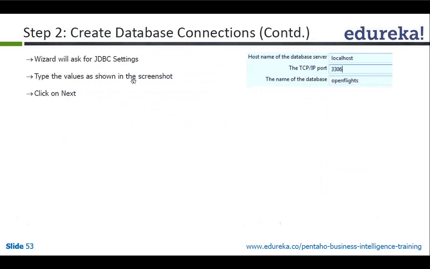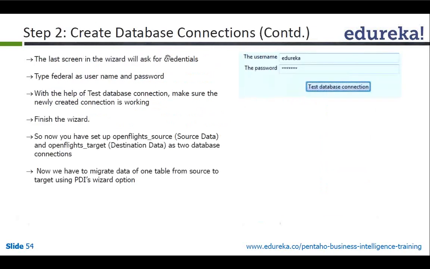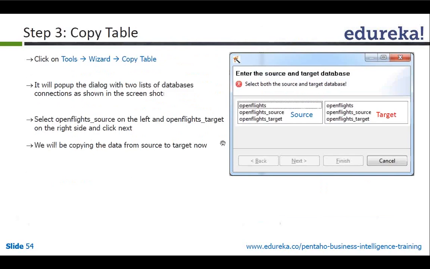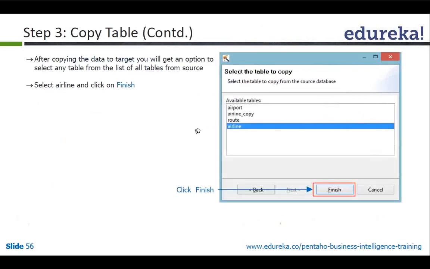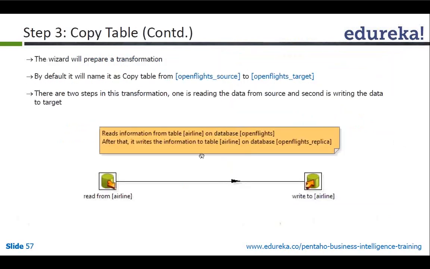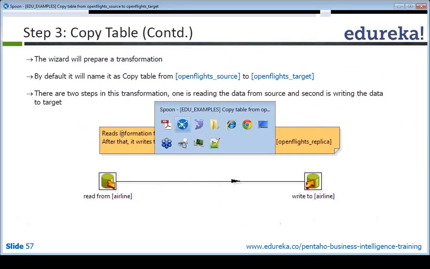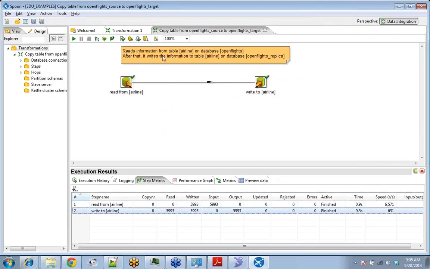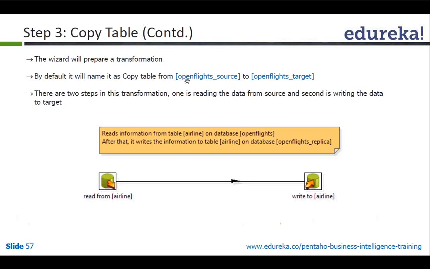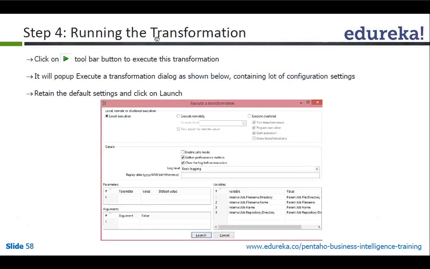So these database connections are already mentioned here. We have already done it. We have seen how to select the source and target. Then we have selected airline. This is the sample job it has created, it has added the sample note as well. Read data from airline and writing it to source replica. So all these dialogues are explained using green arrows.